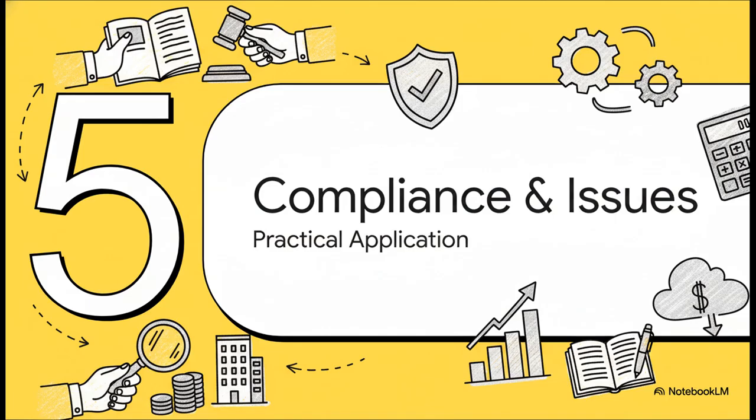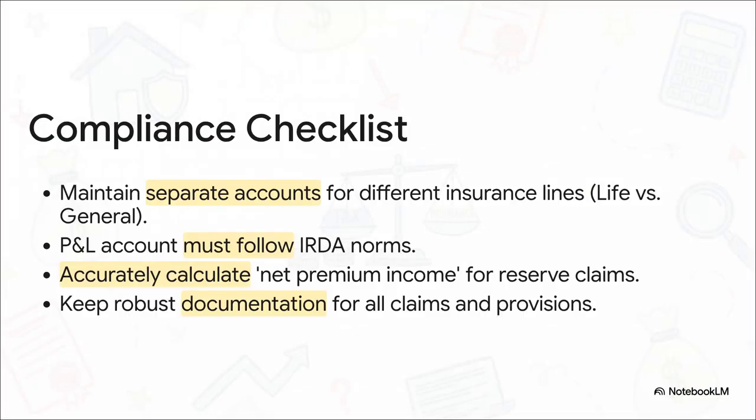Let's talk about the key compliance points and some of the real-world issues that professionals really need to be aware of. First things first, if a company handles multiple types of insurance, say life and general, the law says you must maintain completely separate and distinct accounts for each. No mixing. Your P&L has to strictly follow IRDA norms. That's your starting point. And of course, getting the net premium income calculation right is absolutely vital for your reserve claim. And as always in tax, documentation for everything is non-negotiable.